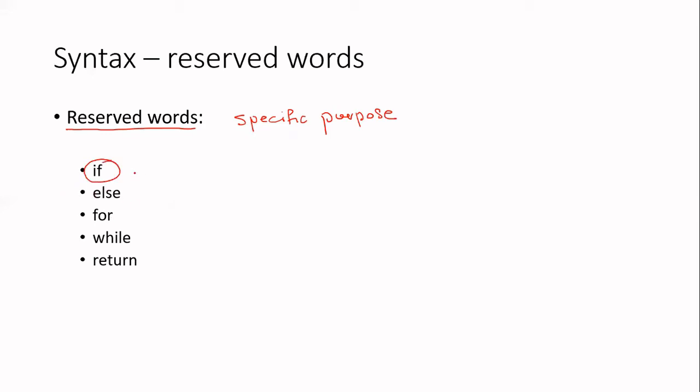For example, you have an if statement, and then with the if statement, you can have an else. Then we have the for and the while, which are used for repetition. You will be exposed to these statements a bit later in the course, but these are reserved words and they have to be used in this way and cannot be used for any other purpose. Return is also a reserved word.